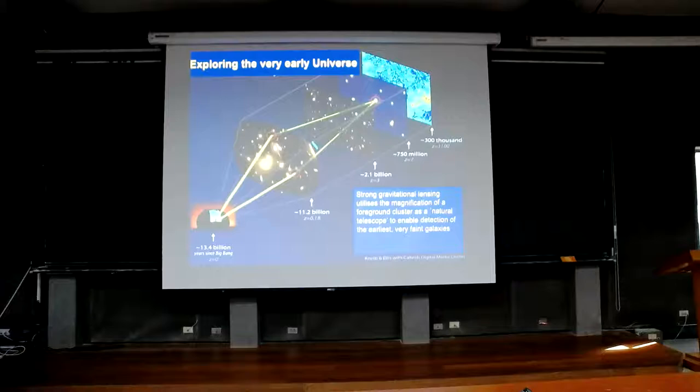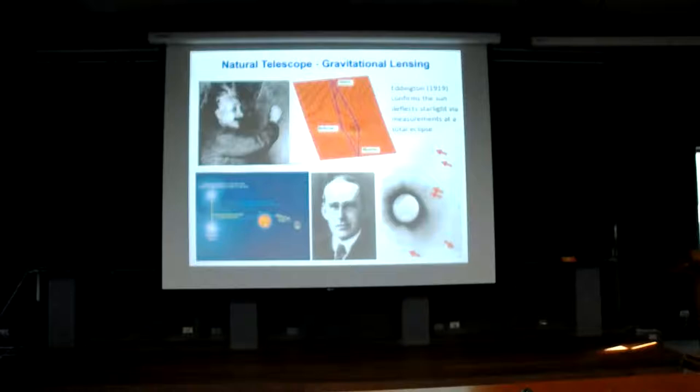What you see here, obviously this is a cartoon, is a cluster of galaxies. The cluster is not that far away, and the light from a distant galaxy is bent and magnified, just like in conventional optics. This phenomenon of gravitational lensing depends on the alignment of a background object with the lens, in this case the cluster, and the telescope. It depends on the relative distances, just like in conventional optics. And this year is the 100th anniversary of the verification of this phenomenon.